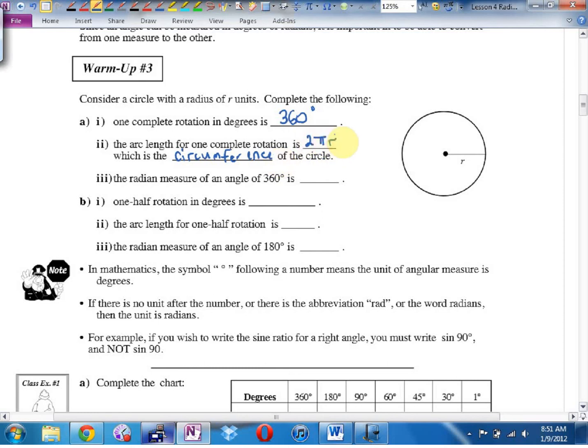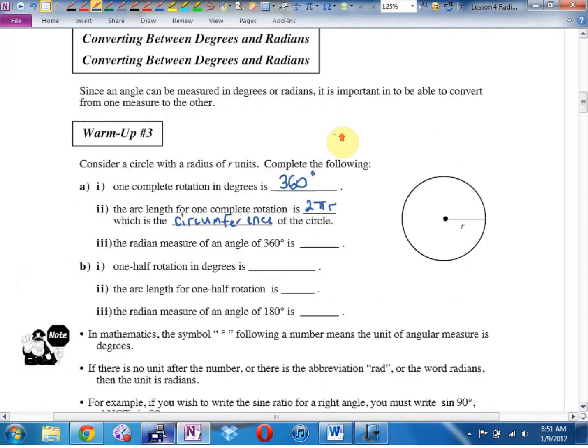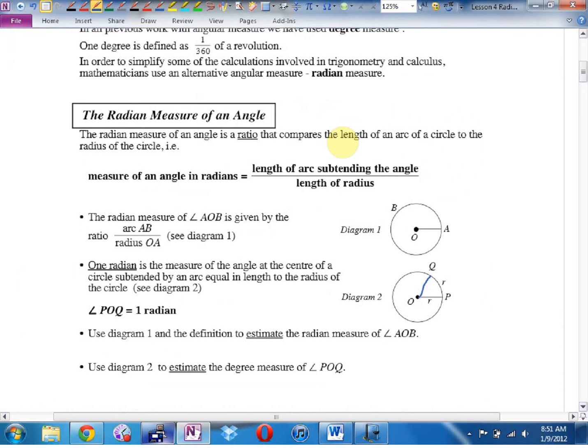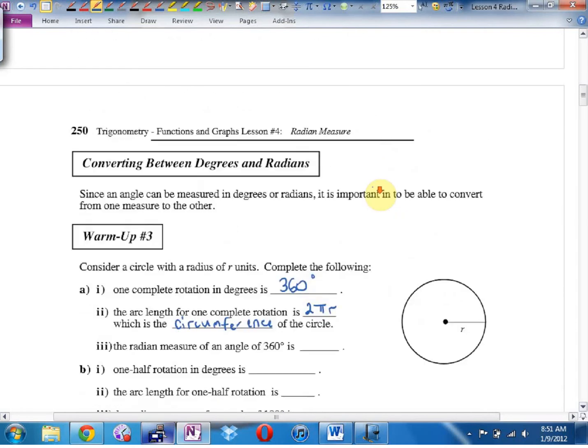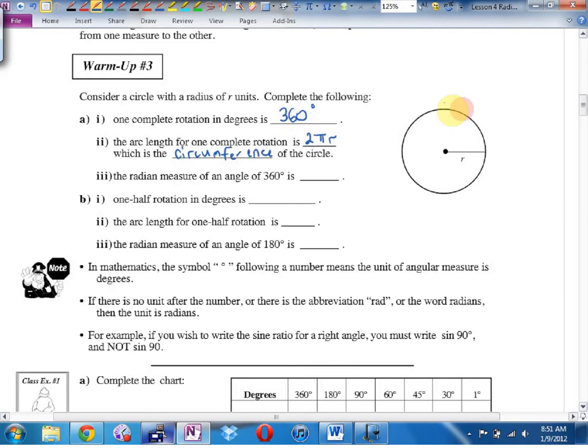Now stay on this page. We said that the measure of an angle in radians is the length of the arc divided by the length of the radius. If you want to figure out how many radians in one circle, it's the length of the arc divided by the radius. What do you notice happens here? Something cancels. What cancels? 360 degrees is 2 pi. There are 2 pi radians in a circle.